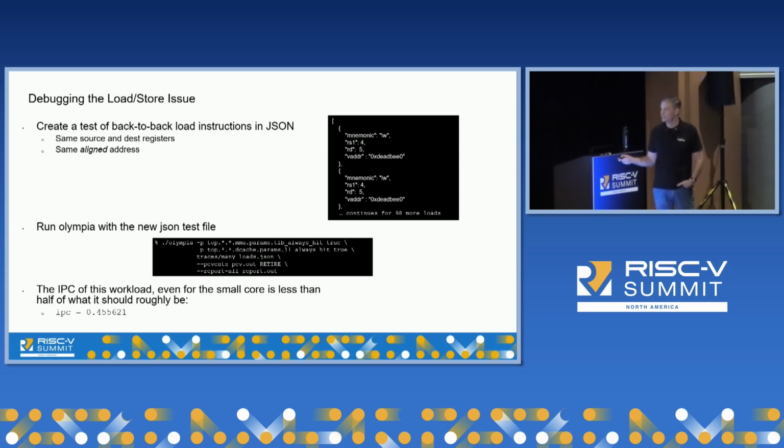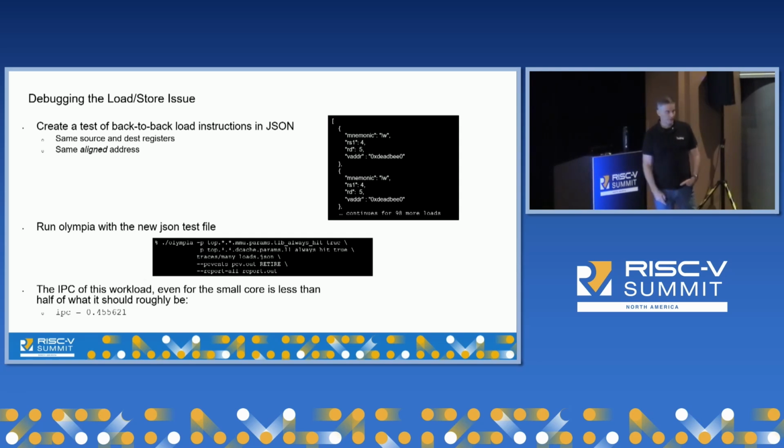It's called many loads. Generate performance events, essentially retire performance events, and then generate a new report and take a look at it. If I look at that report and I grep for IPC, it's half of what I expected. That's not good. So obviously something is going on in the load store unit that needs investigation.